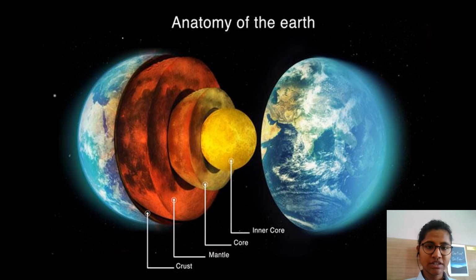In this diagram, we can see the anatomy of the Earth, where the cores of the Earth are described. The inner part of the Earth is called the inner core. After that, the mantle is there, and the last section of the Earth is the crust.